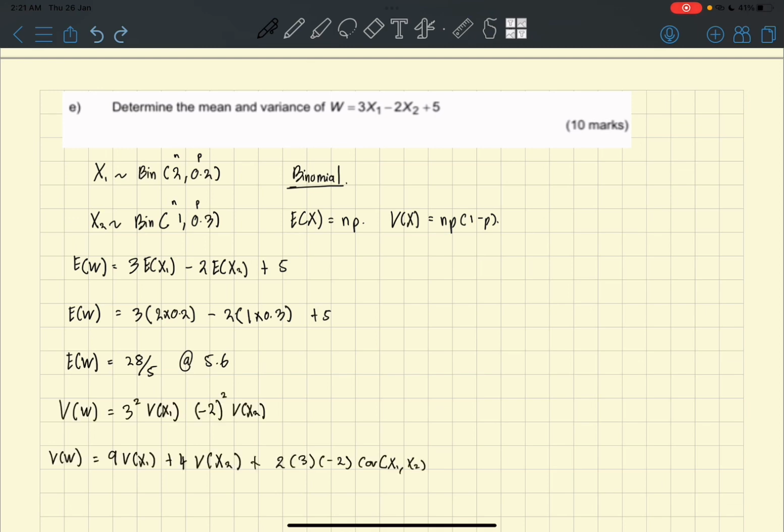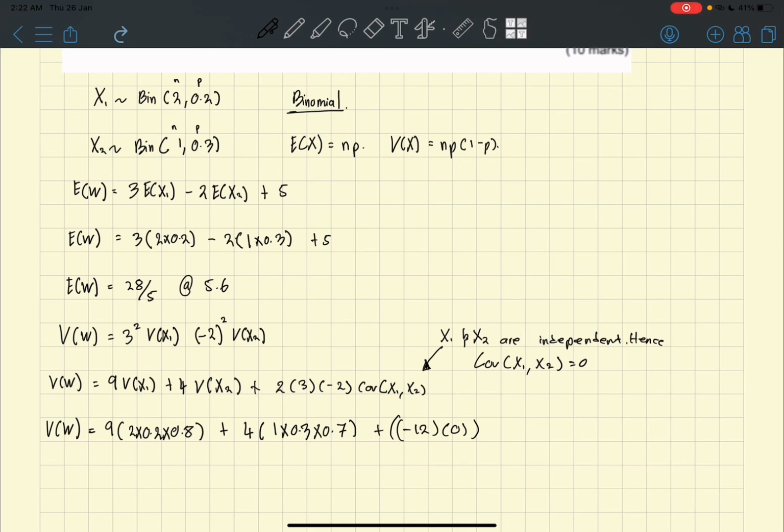So for the variance, we should use the formula, which in this case is the variance of W is equal to 9 times the variance of X1 plus 4 times the variance of X2 plus 2 times 3 times minus 2 times the covariance of X1 and X2. And the statement said that X1 and X2 are independent, hence the covariance of X1 and X2 is equal to 0.